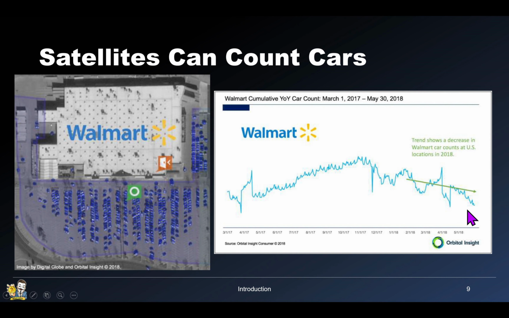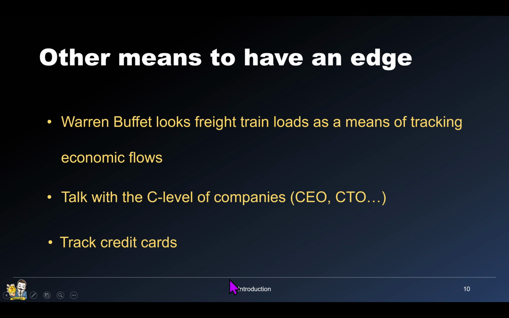There are other means to have an edge on information. For example, Warren Buffett looks at freight train loads as a way to track economic flows. He is able to predict the future of the US economy just by looking at freight train loads. You can also talk with C-level executives of companies to try to understand their financial projections and get information that other investors don't have. And finally, you can track credit card transactions to know if retail customers are spending money and anticipate the economy. I agree.